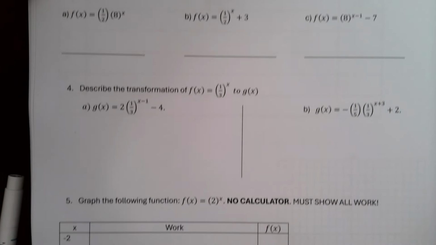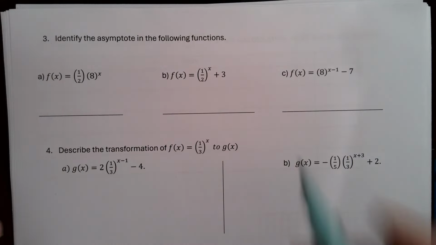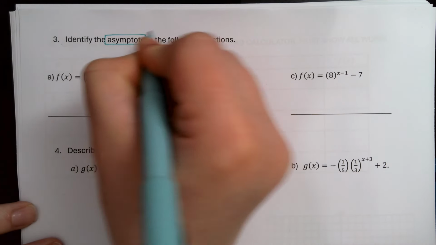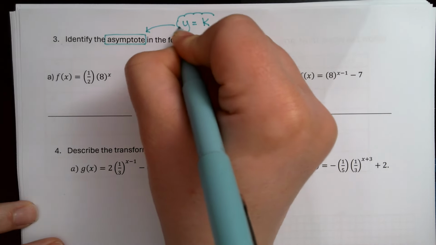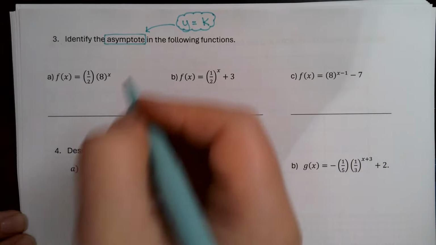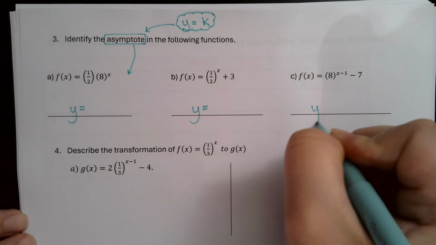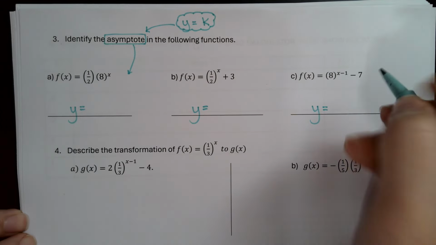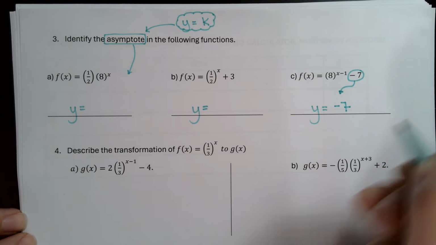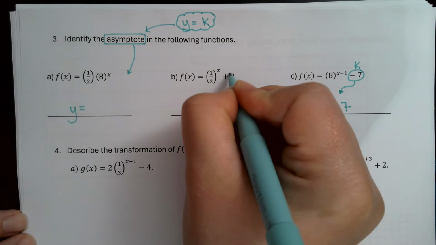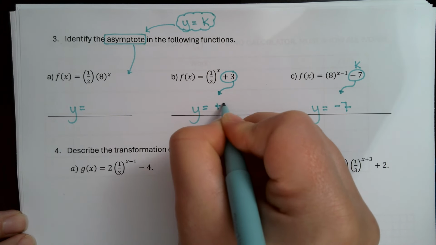Number 3. In number 3, it's asking you to identify the asymptote. So the asymptote is going to be your K value in your exponentials. And you're going to formulate it as y equals whatever number you have for K. Let's start with this one. We're just going to look at the very end of our exponential equation, and we're going to pick up our K value.